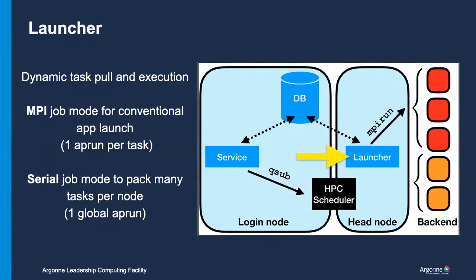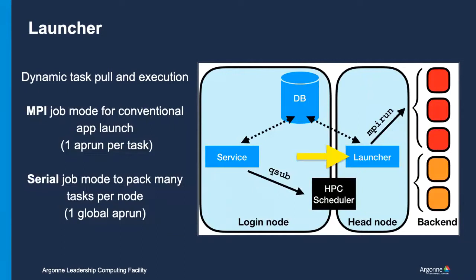The serial job mode is a little bit different in that it can pack several tasks per node. So when you have a large number of applications that don't use MPI and you may want to run 4 or 16 per Theta compute node, the serial job is the way to go here.